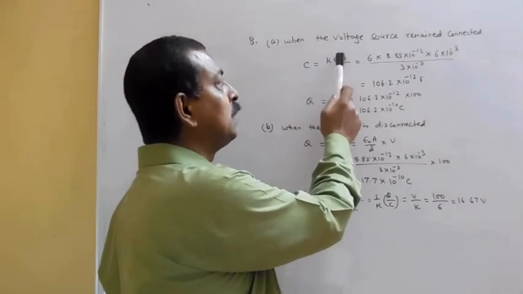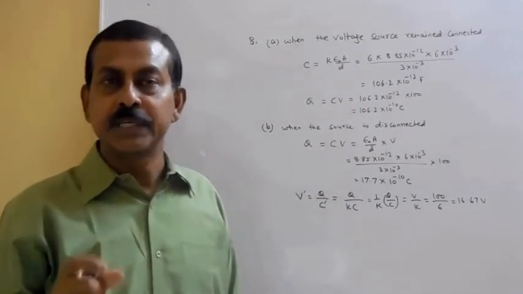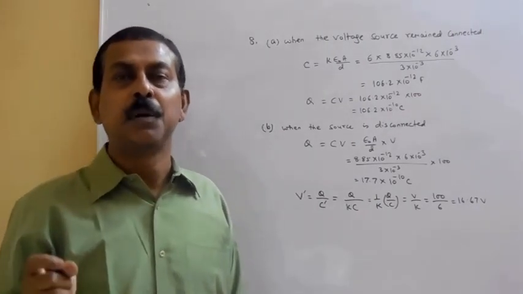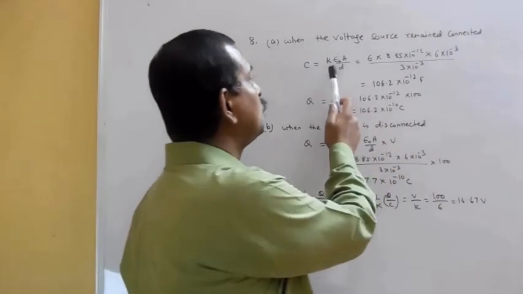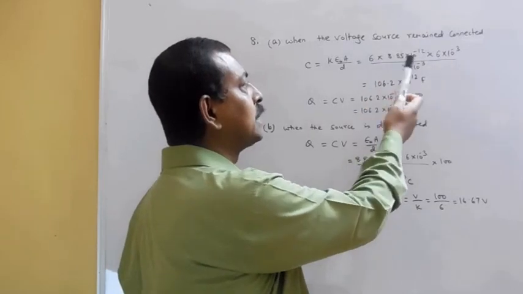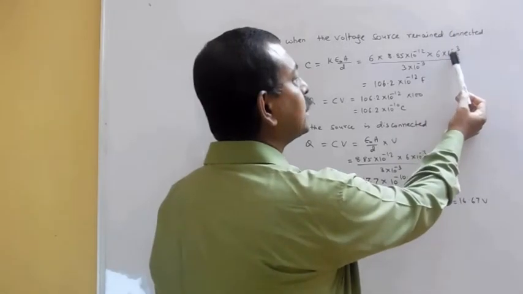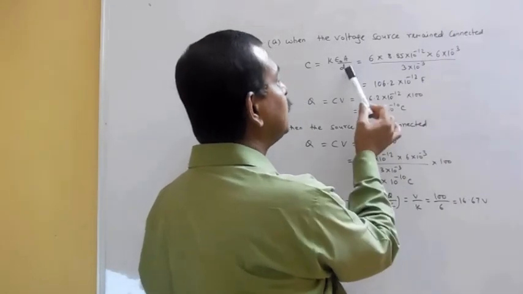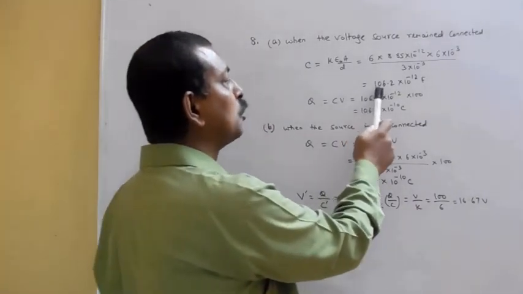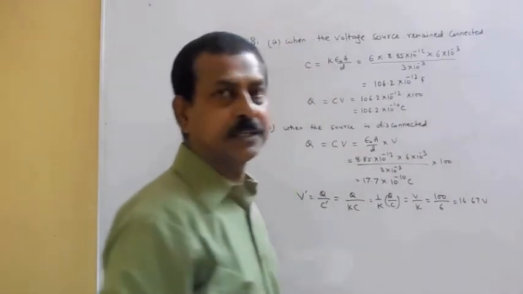So the new capacitance will be K times epsilon naught A by D, because you can see that the thickness of the dielectric slab is the same as the plate separation between the plates of the capacitor. So it is K times epsilon naught A by D. If you just substitute the values, K is 6, epsilon naught is 8.85 into 10 to the power minus 12, into area 6 into 10 to the power minus 3, divided by separation 3 into 10 to the power minus 3. So it will come out to be 106.2 into 10 to the power minus 12 farad.